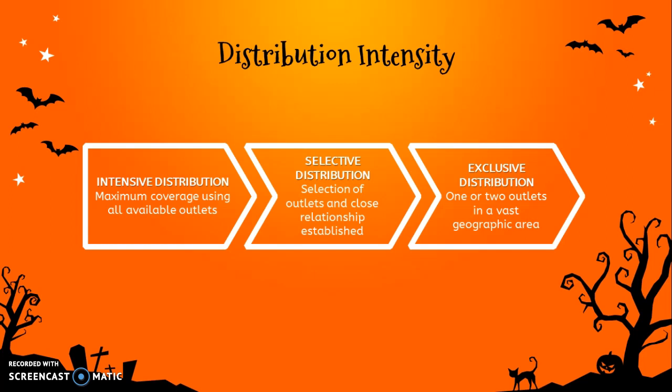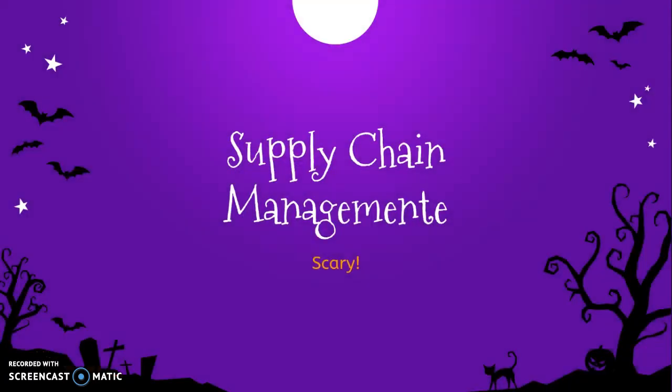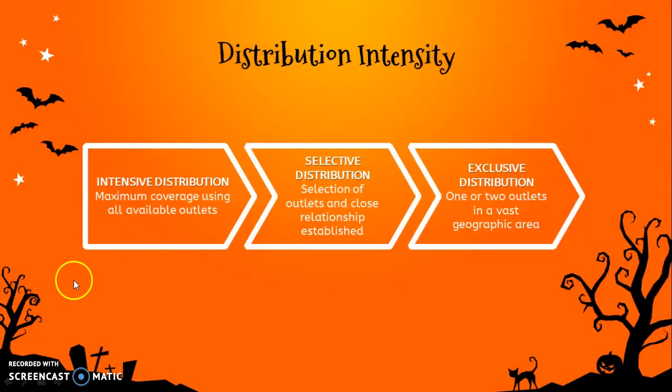We have intensive distribution, where there is maximum coverage using all available outlets. We have selective distribution, where there is a selection of outlets and a close relationship is established. And there's exclusive distribution, which is just one or two outlets in a vast geographic area. Do you want to use exclusive distribution? I'm going to talk about it later, but just to highlight this, you're going to use exclusive distribution more for your differentiated or highly branded products and services.